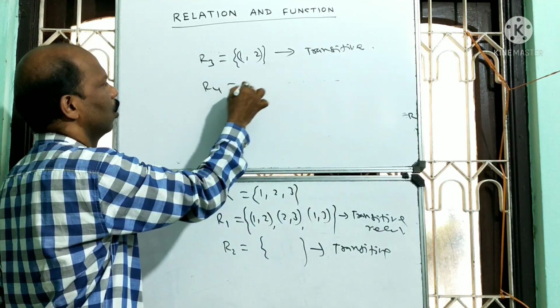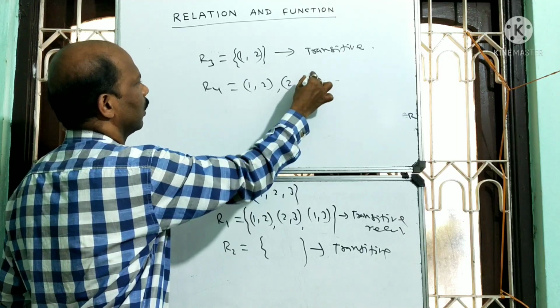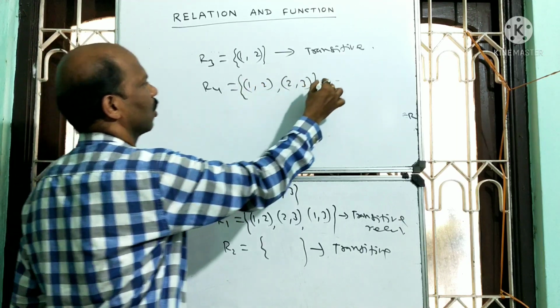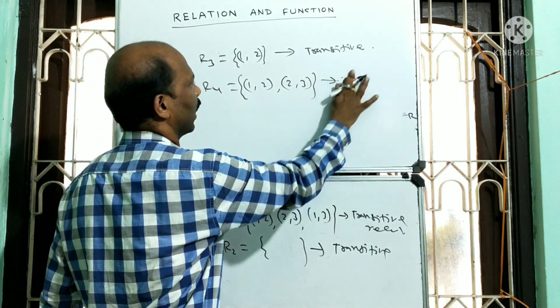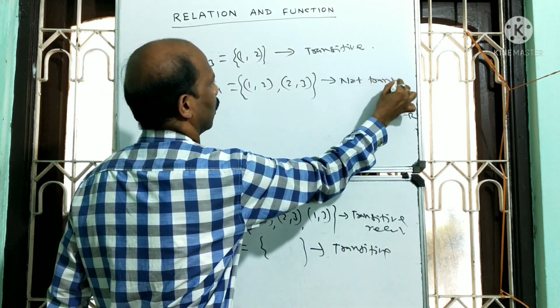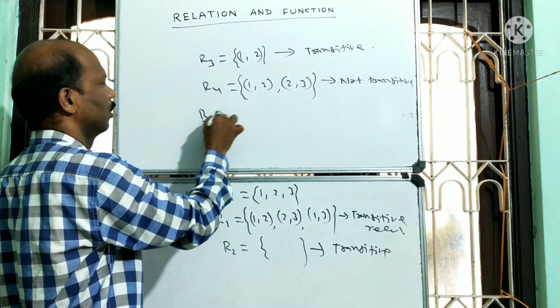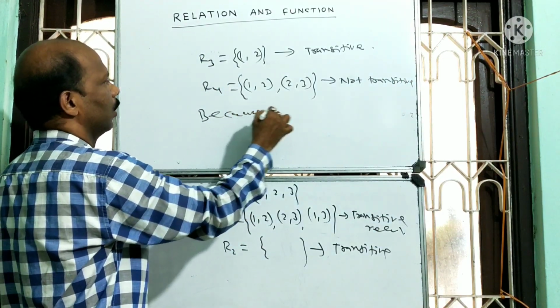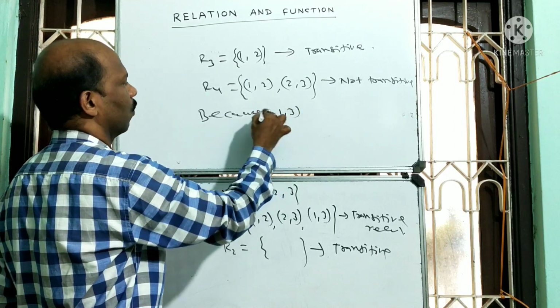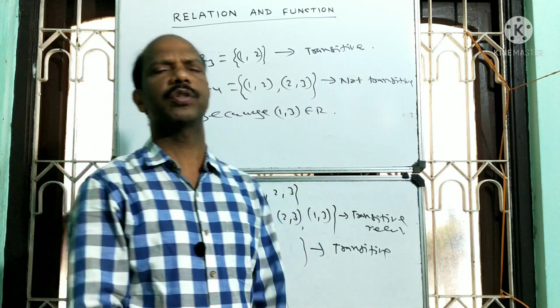R4: (1,2) is there, (2,3) is there, but (1,3) is not there. So we say that it is not transitive. In this case, it is not transitive because the ordered pair (1,3) does not belong to R. These are the three types of relation.